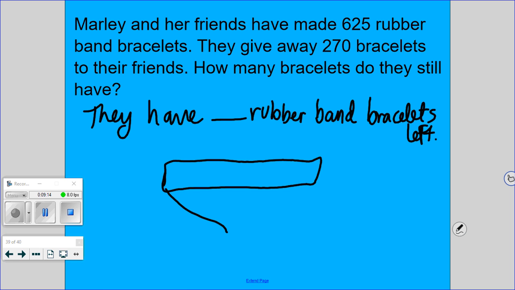That bar model is our next step because it helps us figure out what equation we're going to do. What's the first thing I need to write on my bar model? I start with the same thing every single time. William? Nope. What section of my bar model do I start with? The whole. Do I know the total amount? What am I counting? Rubber band bracelets. Do I know the total amount of rubber band bracelets? Do not call out, raise your hand. Do I know the total amount of rubber band bracelets?